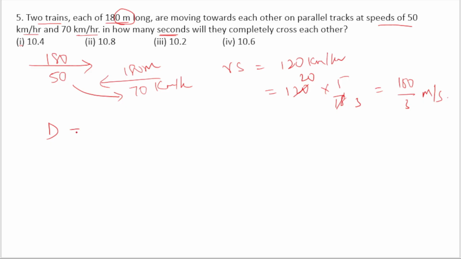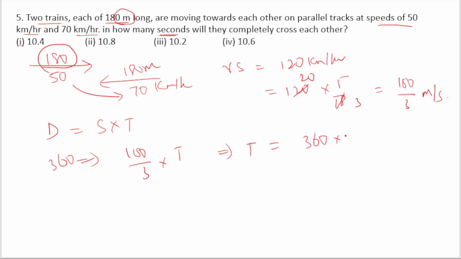What is the distance? Distance is equal to speed into time. Total distance traveled is the total length of both the trains. It is 180 plus 180, 360. 360 is equal to speed. Relative speed is 100 divided by 3 into time. So if we simplify, we'll get time is equal to 360 into 3 by 100. It is 6 into 3, 18. It is 108 divided by 10. It is 10.8 seconds.